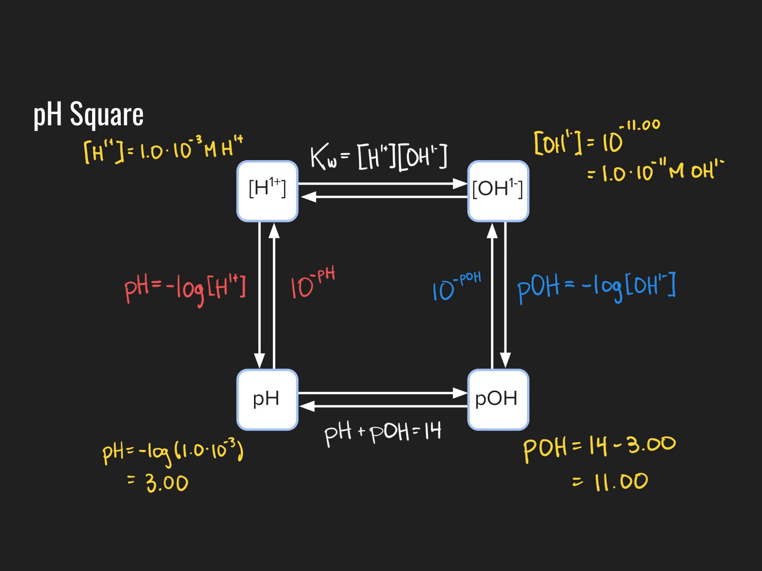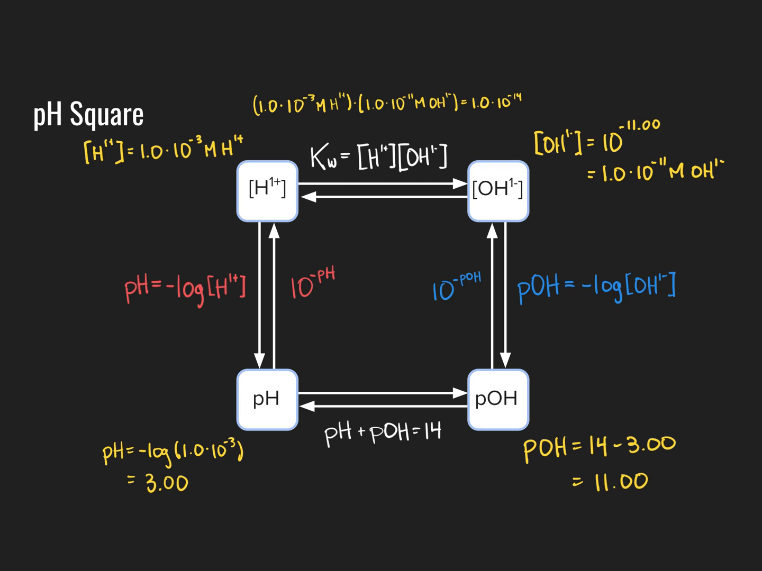And I can double check my work now by looking at the relationship between those two. That is, the product of my hydrogen ion concentration times my hydroxide concentration should equal the value of Kw. And indeed it does, as we see: the hydrogen ion concentration of 10 to the negative 3rd times the hydroxide concentration of 10 to the negative 11th yields the value of Kw, that is 1.0 times 10 to the negative 14th.